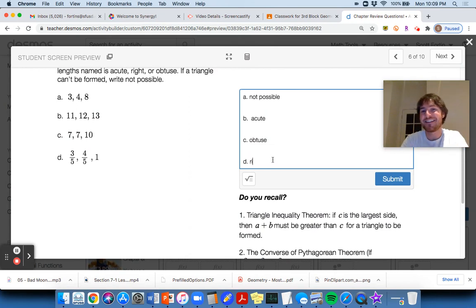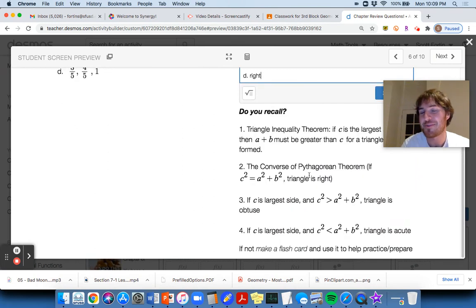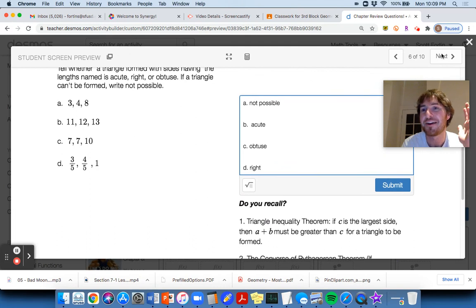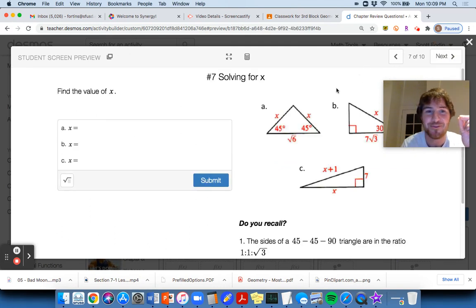My guess is that it kind of makes sense you'd have one right one. You're using the converse of the Pythagorean theorem, and that one's that one. You can show out the work, that might be helpful. But again, I think the emphasis would be shorter, so you can check your answers. Check in with me if you're having trouble.